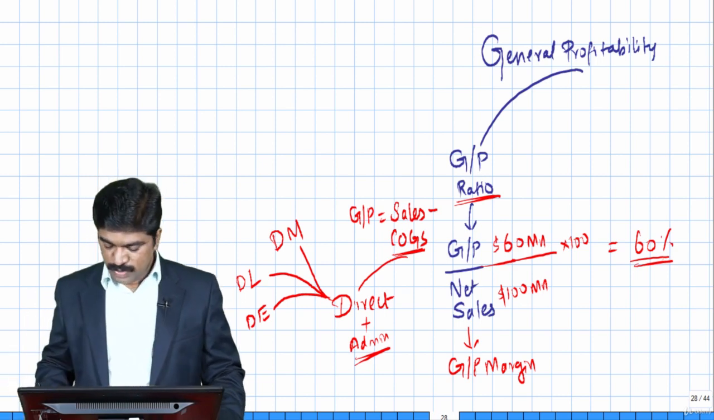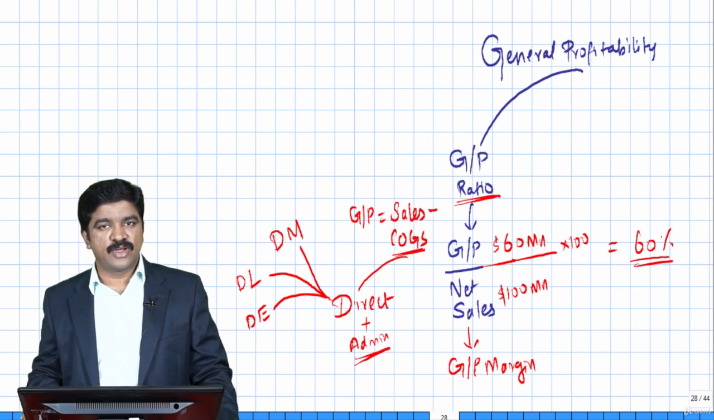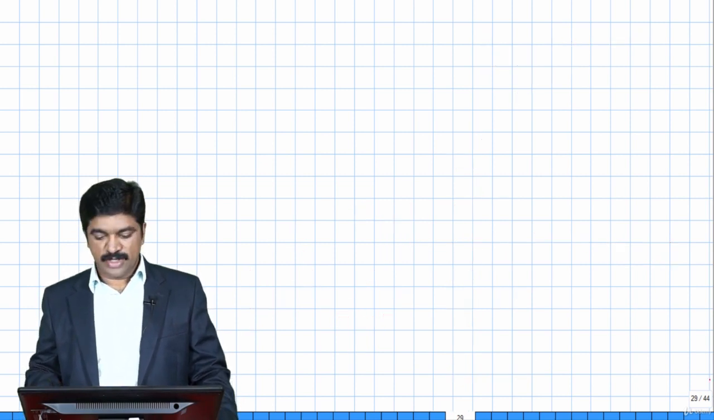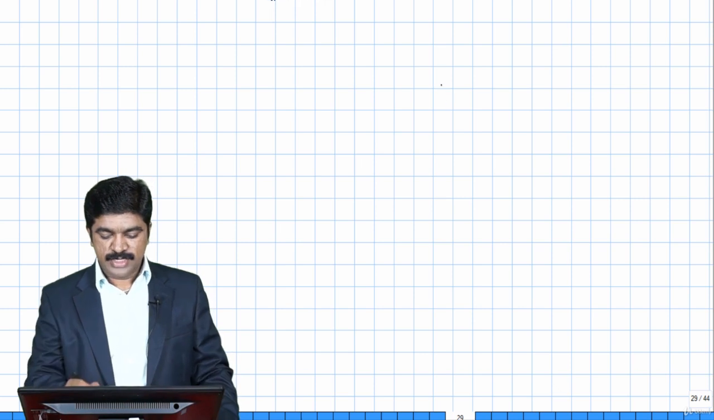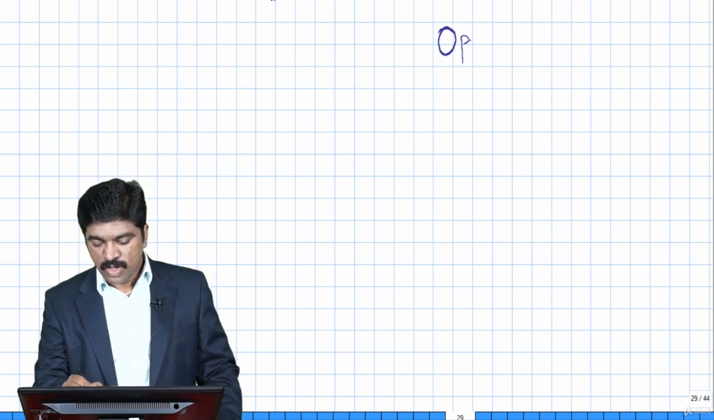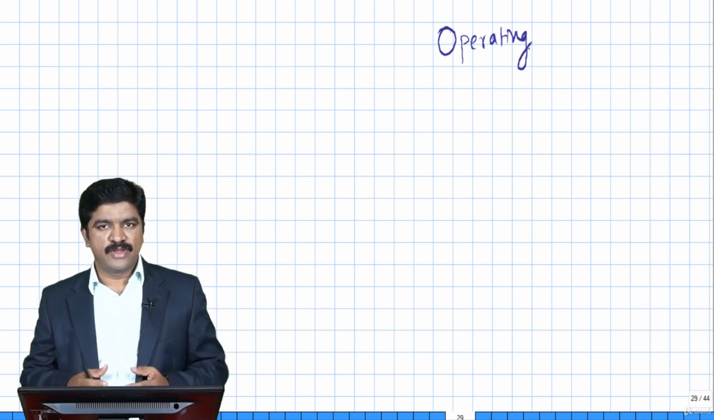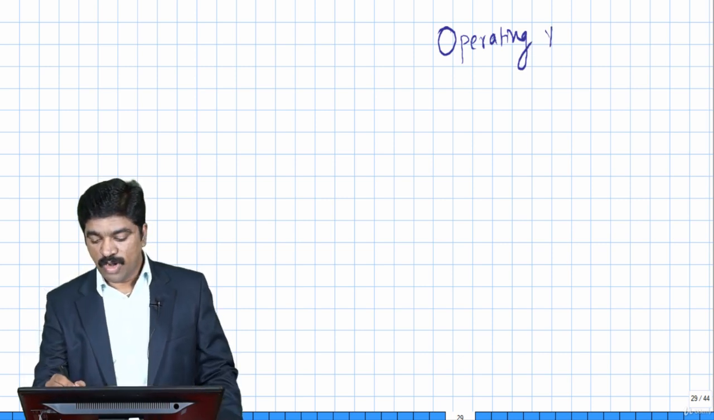So let me move on to the next ratio. The first one is the gross profit ratio. We'll move on to the second ratio. The second ratio is the operating profit ratio. Or before covering operating profit, let me give you what is the operating ratio.